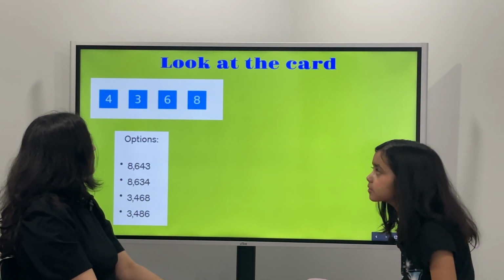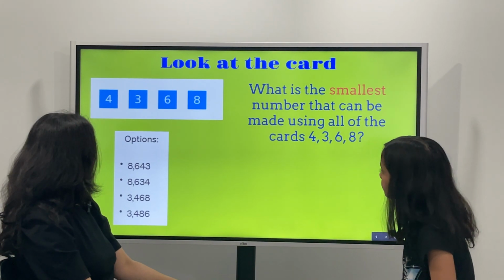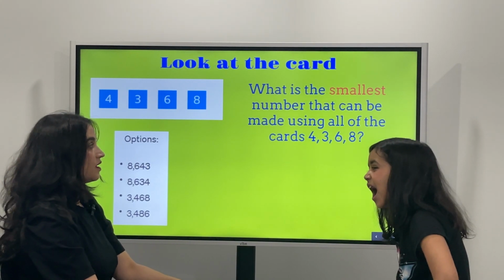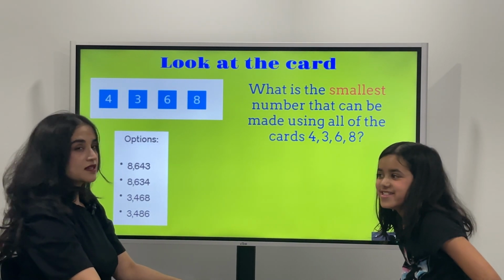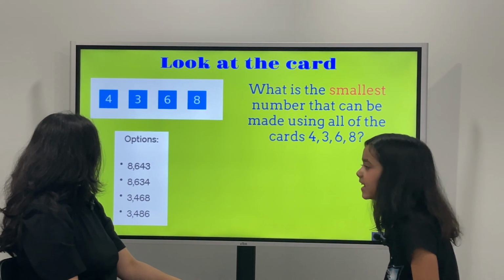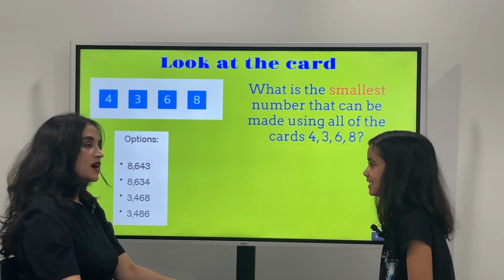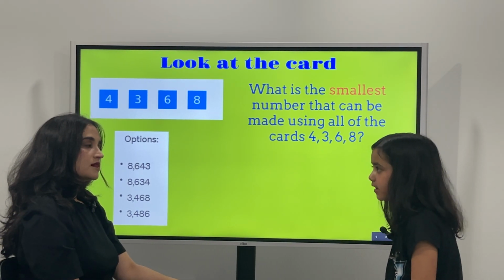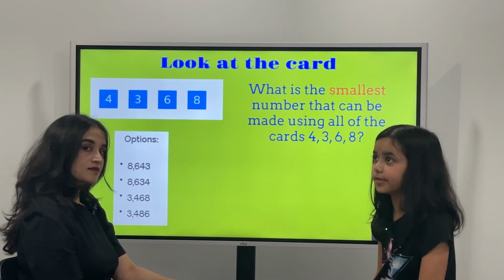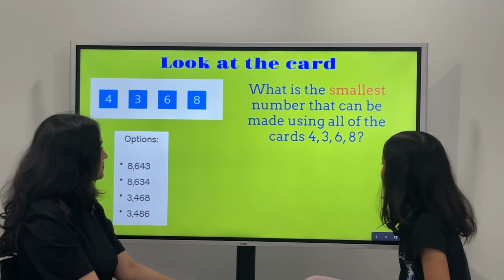Look at the cards: 4, 3, 6, 8. What is the smallest number that can be made using all of the cards? So how can we solve this problem? It's a 3, then a 4, then a 6, then an 8. 3,468. How did you do that? Because 3 is the smallest number, 4 is the next smallest, 6 is the next smallest, and 8 is the next. Oh, that's a good idea. Okay, let's see the answer.